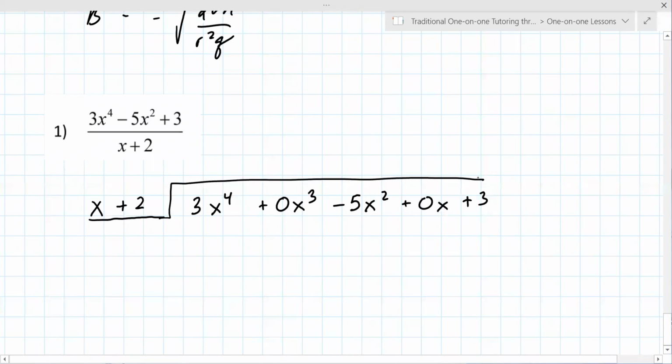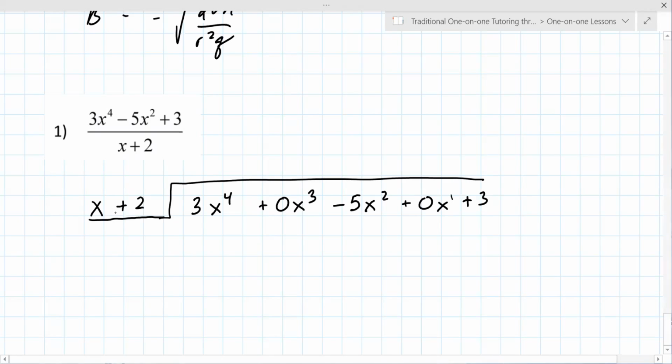Okay, so that's one of those first things: you've got to remember it has to have every single descending power. Even if they don't exist, you put a 0 in front. And that should do it there.